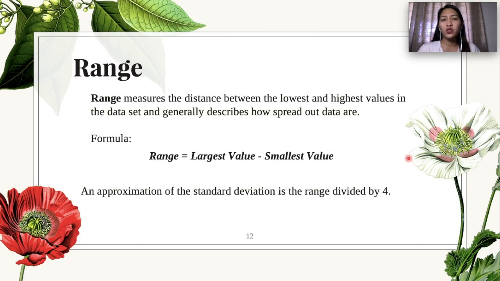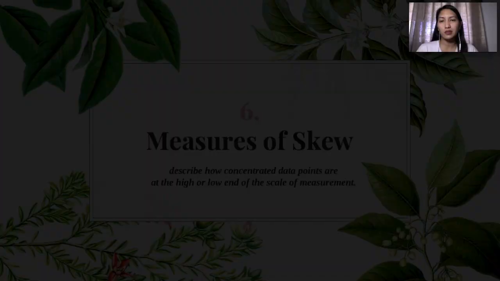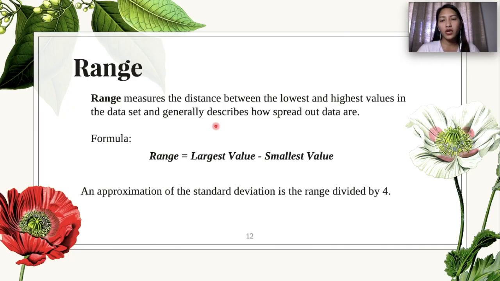Ito naman, ang range, ito yung distance between the lowest and the highest values in dataset and generally describes how spread out data are. So, for the range, it is largest minus the smallest value. So, sa Excel, kukunin mo yung maximum ng isang range of cells dun sa data mo, ima-minus mo at kukunin mo naman yung minimum. Kasi meron tayong formula sa Excel na MAX. Ang nire-return nito yung pinakamalaki dun sa range of cells na kinukuha mo. Ang MIN naman, ang nire-return nito na value ay yung minimum dun sa data na gusto mong kuhanan, which is dito sa range of cells. So, by the way, an approximation of the standard deviation is the range divided by 4.